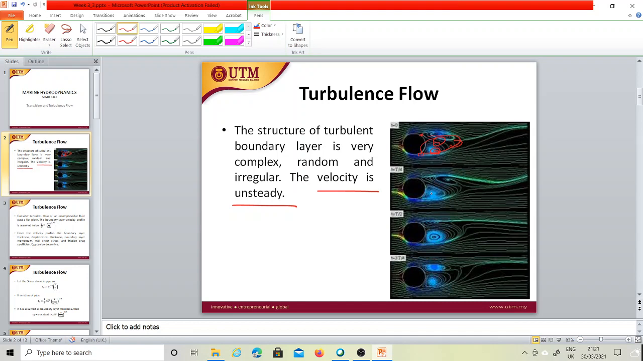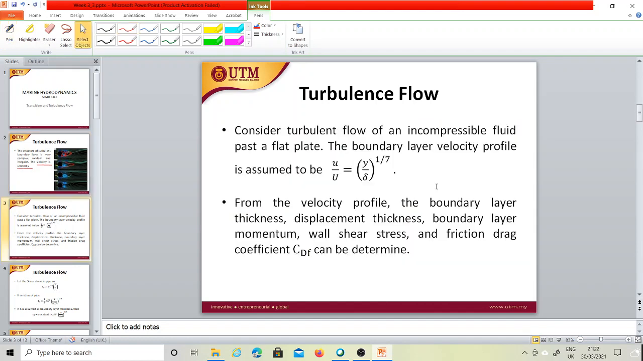So these eddies could extend up to some length, and for this region we have the turbulence zone. Okay, and in this case the velocity is totally nonlinear, irregular, and also completely unsteady. The velocity will change with respect to time. We cannot define the things with some equation.